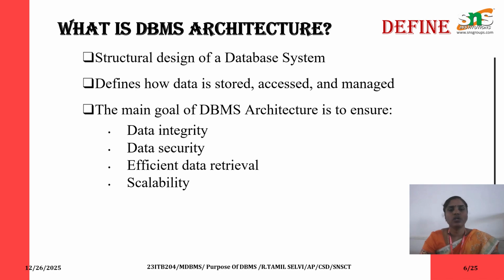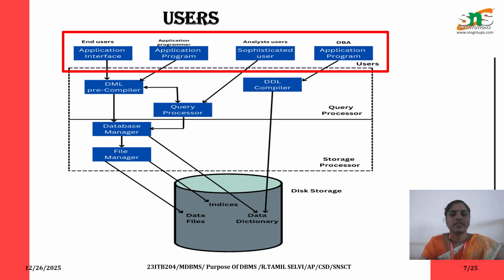So what is the DBMS architecture? DBMS architecture is nothing but the structural design of a database, and that defines how the data is stored, accessed and managed. The primary goal of DBMS is to maintain data integrity, data security and data retrieval, that makes the data retrieval efficient and provides scalability of services. So this is the DBMS architecture.